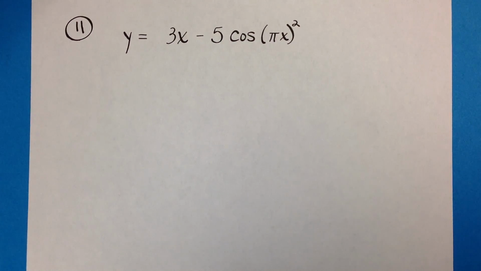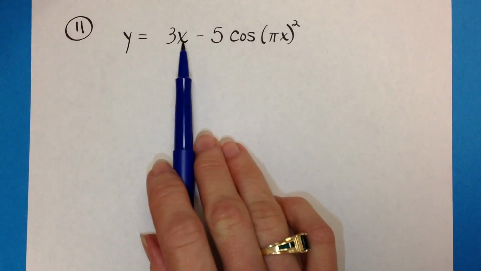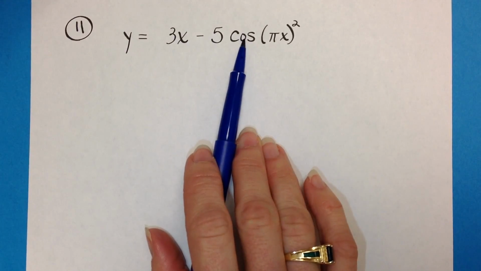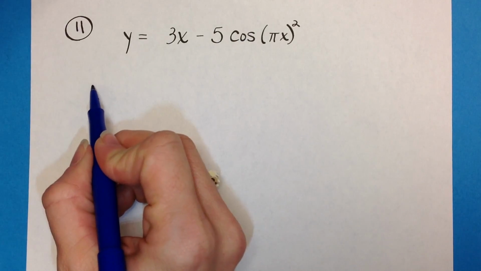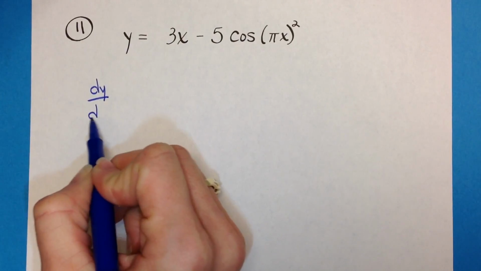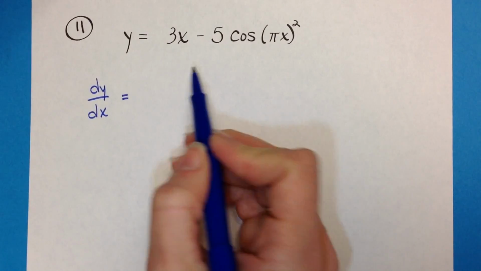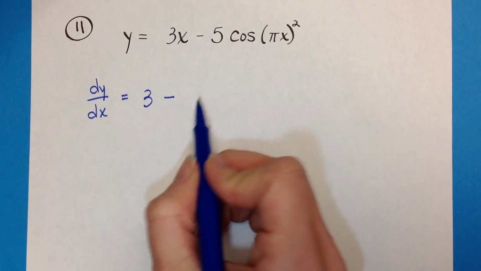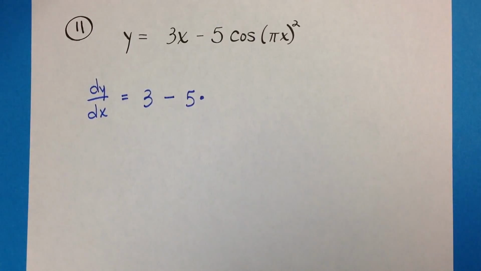All right, so going back way at the beginning, I've got a difference, so I will be able to take the derivative of this term and this term separately. So dy dx. So the derivative of 3x would just be 3 minus. Now the 5, again, is just like a constant multiple, like we saw a while ago.